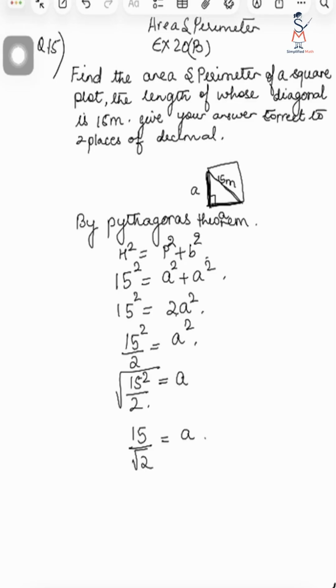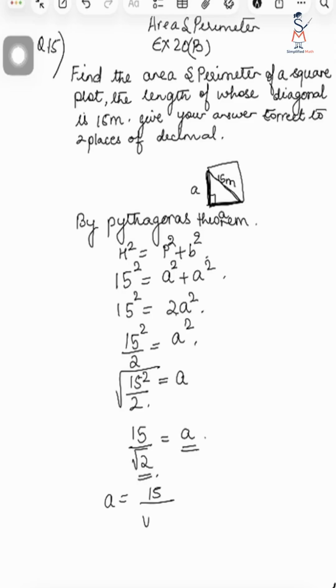Now we know that we have to find the area and the perimeter. Fine. So what we will do here, first we will try to rationalize the side. What does rationalizing mean? Removing the square root from the denominator. So how will we rationalize? We know that root 2 into root 2 is 2. Yes.